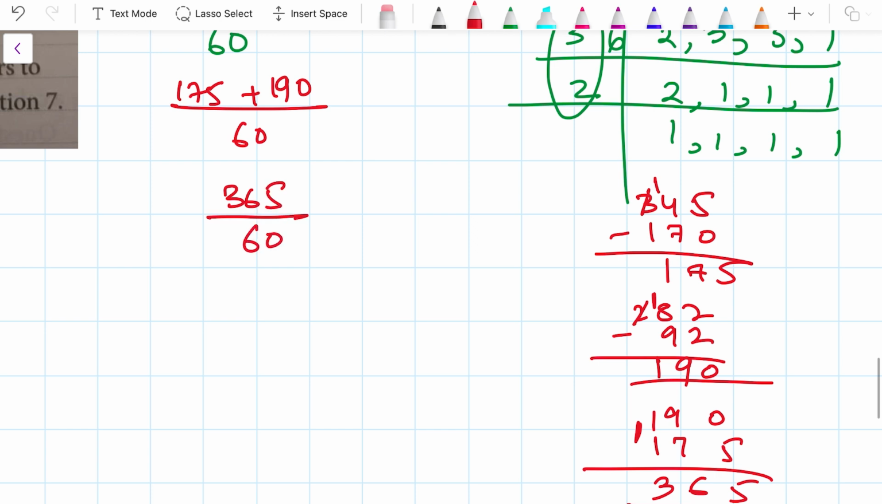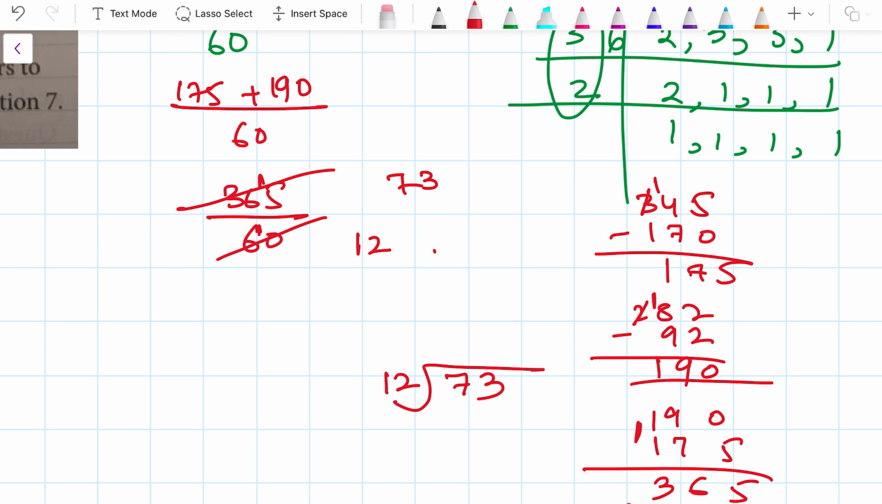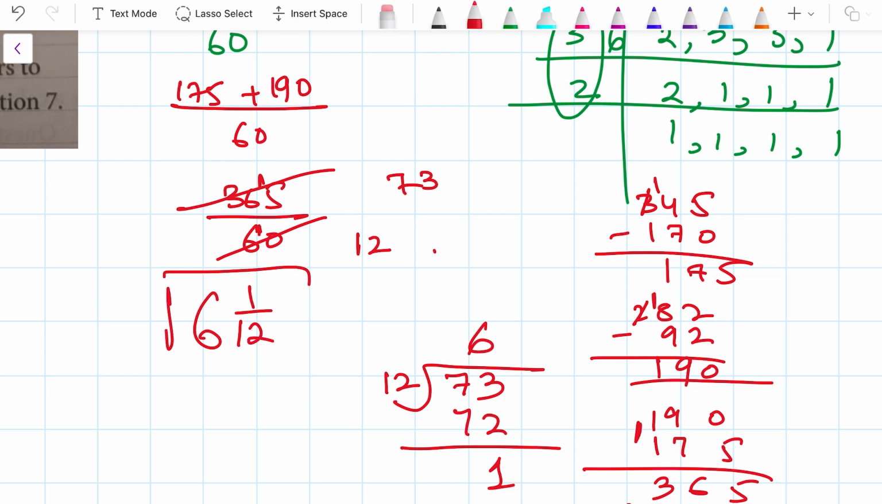365 divided by 60. 5 times 1, 5. 5 times 2. 5 times 7. 5 times 3. 12 times 6 is 72. 1 is left. 6 whole 1 upon 12 is my answer.